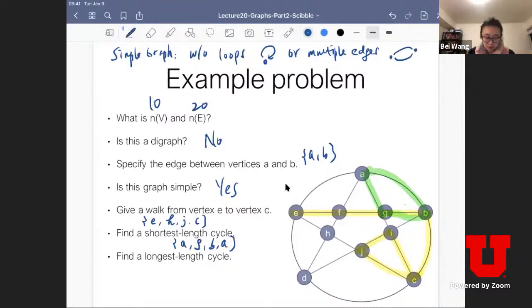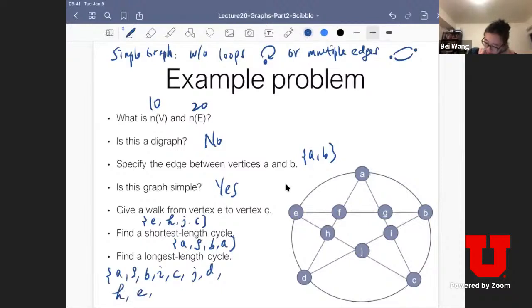And now the tricky question is, what is the longest? This is going to take a little bit of effort to go over everybody. So I'm going to tell you right now, it's A, G, B, I, C, J, D, H, E, F, and A. So let's draw it in yellow. It's going from A to G to B, back to I, to C, to J, to D, back to H, E, F, and back to A.